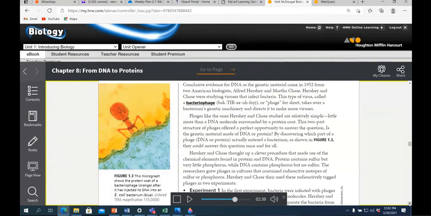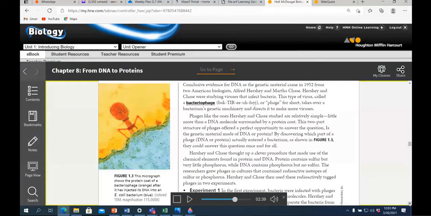So we studied about bacteriophages last year, if you remember. What are they? As you can see in this picture, this is the micrograph which shows a protein coat of a bacteriophage, which is orange in color, after it has injected its DNA into an E. coli bacterium. So these are the viruses. A type of virus that attacks the bacteria is known as a bacteriophage. Do you remember, Aisha, we studied about this last year in your grade 10? Okay, great. So what did Hershey and Chase do?